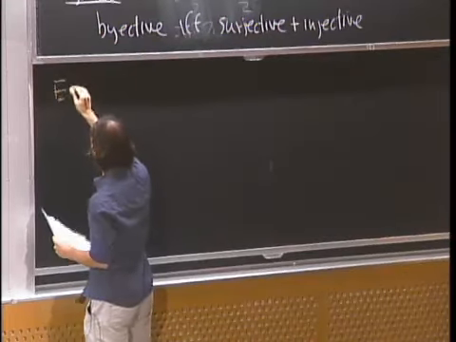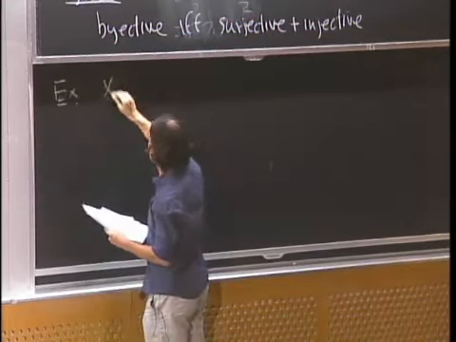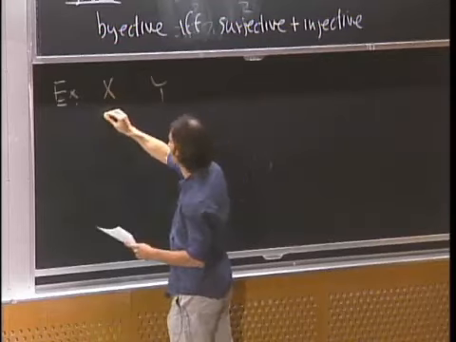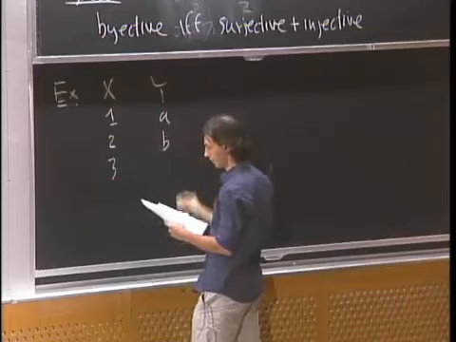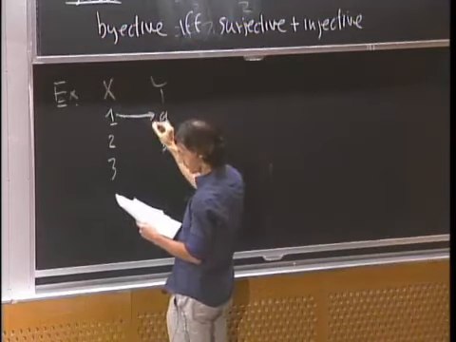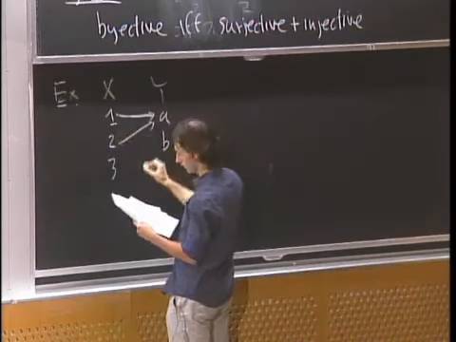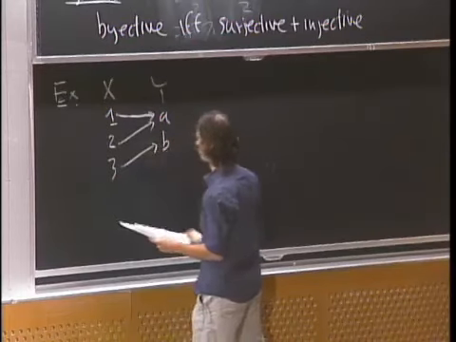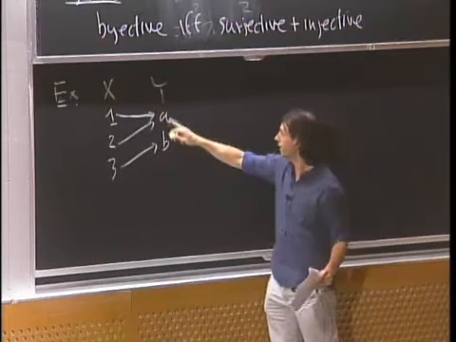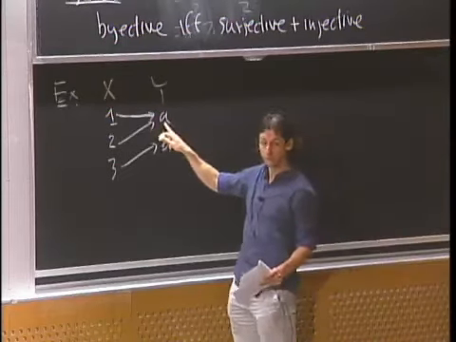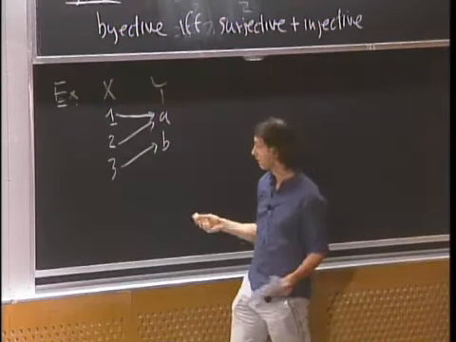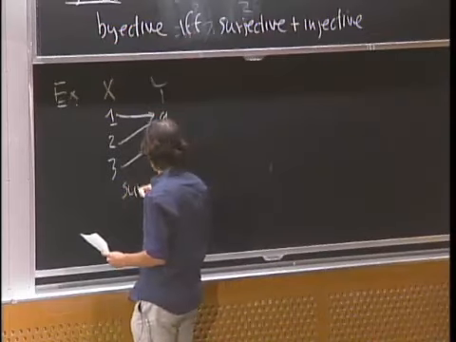As a first example, we may have the sets X and Y. We have 1, 2, and 3, and say the 2 elements A and B over here. 1 is mapped to A, 2 is mapped to A, and 3 is mapped to B. And now we can see that every element in Y is mapped to at least once. This one is mapped to 2 times, this one is mapped to once. So this one is actually surjective.